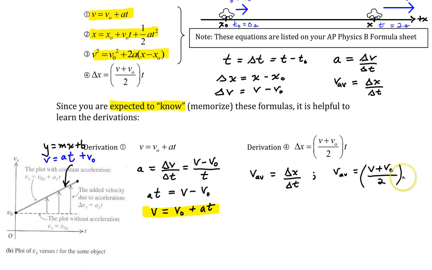Be careful with this because this is not in general true. This just happens to be true with constant acceleration. So let's rearrange this equation now and write delta x equals the average velocity times the time interval delta t, which we'll just simply call t. And then let's substitute this in here, and so we're going to get the displacement is equal to the final velocity plus the initial velocity over 2 times the time t. And there we have equation number 4 proven now.